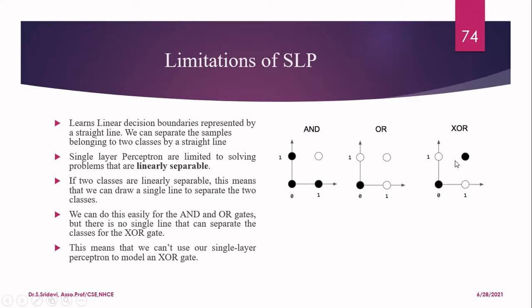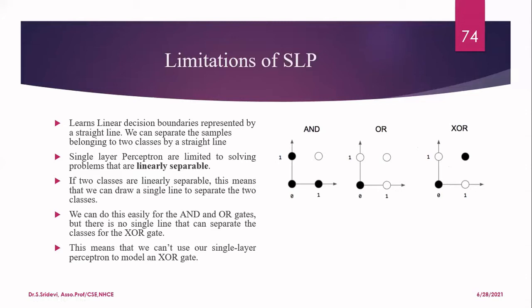Whereas, if you consider the XOR gate, if I draw a straight line, I cannot separate positive and negative classes, because in the XOR gate, the output will be 1 only when exactly one of the inputs is 1. When both are 0, the output will be 0. When both are 1, the output is 0. So here we cannot draw a straight line to separate the positive and the negative classes from each other. So that is the drawback. In this case, we cannot apply a single layer perceptron. This is a main limitation of the single layer perceptron.